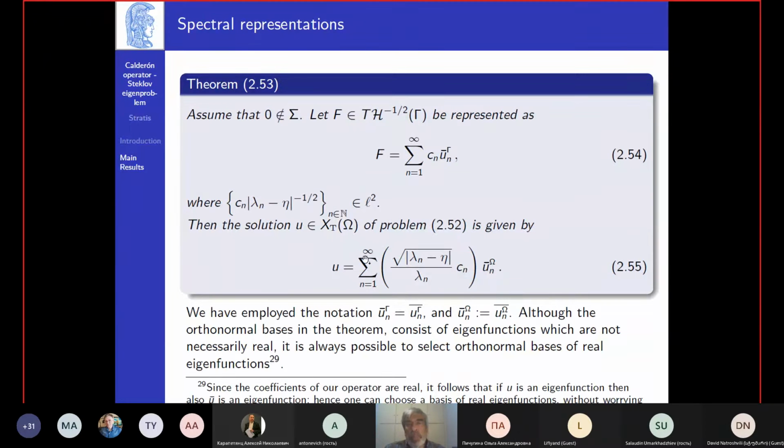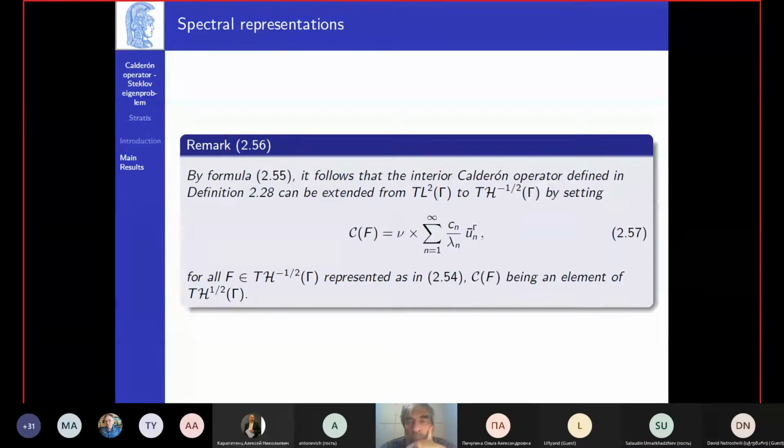The solution can be represented in this form where now the corresponding basis is u omega. I have a remark, but I will skip it now, about the possibility of working only with real bases, although originally the bases are complex. But let's forget it. And so we have the extension of the definition from TL2 to T calligraphic H minus a half by defining the interior Calderon operator like that. This solves the problem in the case that we were considering so far, that alpha was smaller than a1, this first eigenvalue.